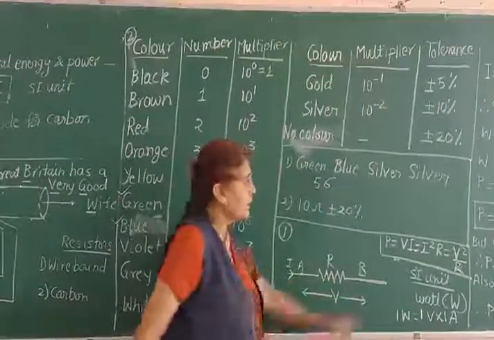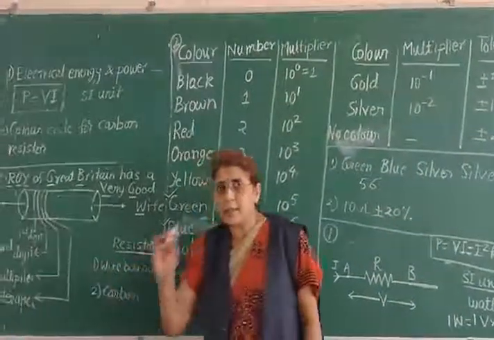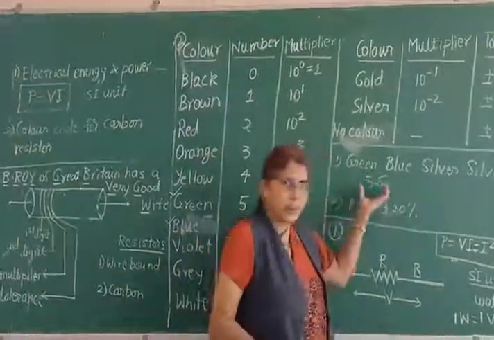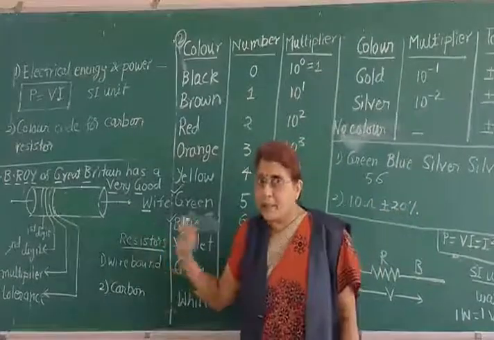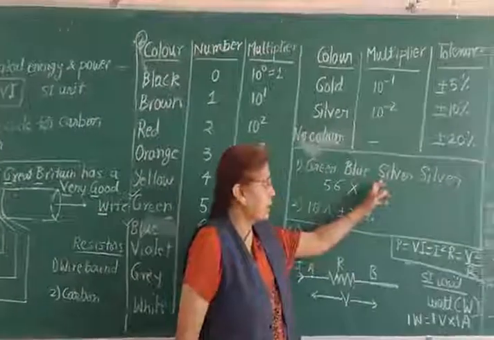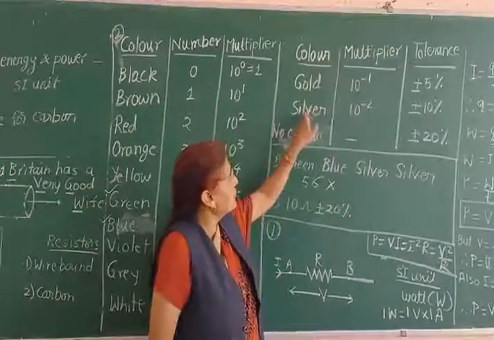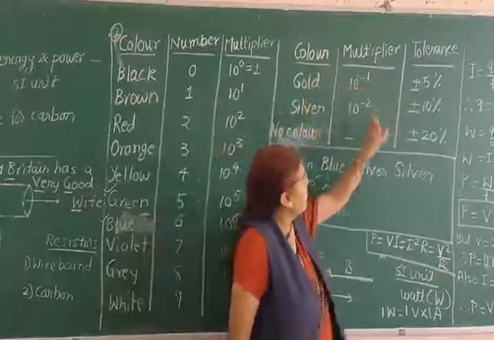Blue color. Then silver, the third band, will be your multiplier. Multiplier means whatever two digits you get, you have to multiply by the third color. So it will be into multiplier. Silver, you always have to look in the multiplier column. So if you take silver, you have to see it in the multiplier column.